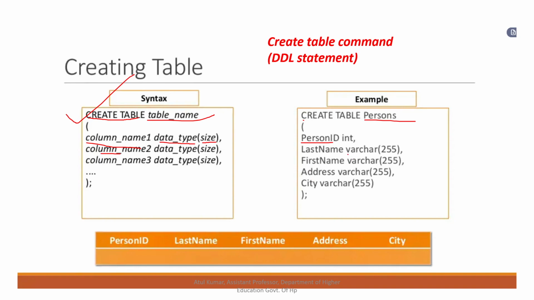For example, we have last name. The data type associated with last name is varchar, and the maximum size it can take is 255 characters. So this is basically the structure for the person table that includes 5 columns: person ID, last name, first name, address, and city.